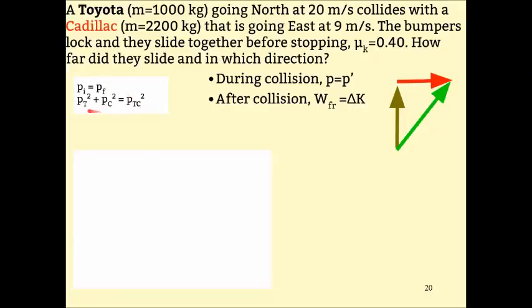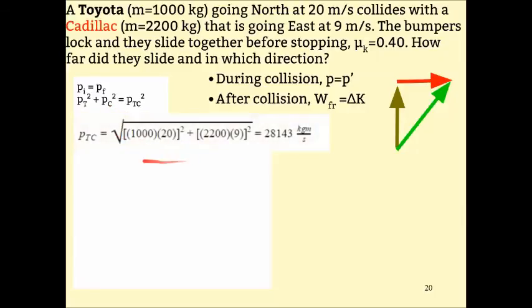And so we use the Pythagorean theorem in order to find the momentum of the Toyota Cadillac. The Pythagorean theorem just looks complicated, but it's really not. It's the square root of the momentum of the Toyota squared plus the momentum of the Cadillac squared. And that comes out to 28,143 kilogram meters per second. Fair enough? All right.